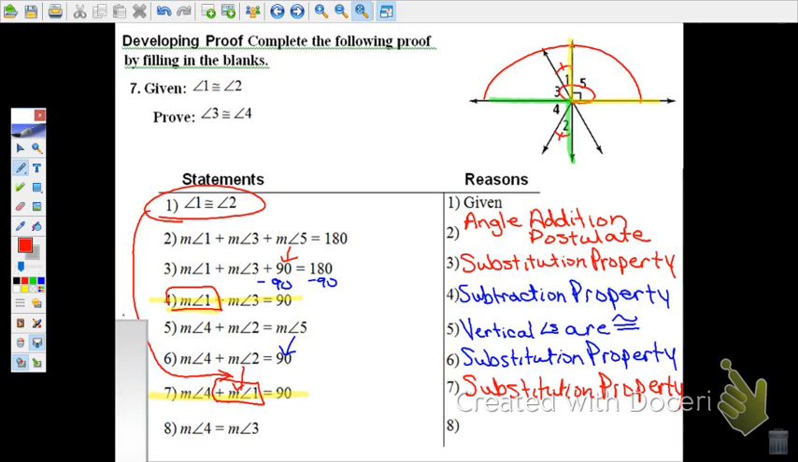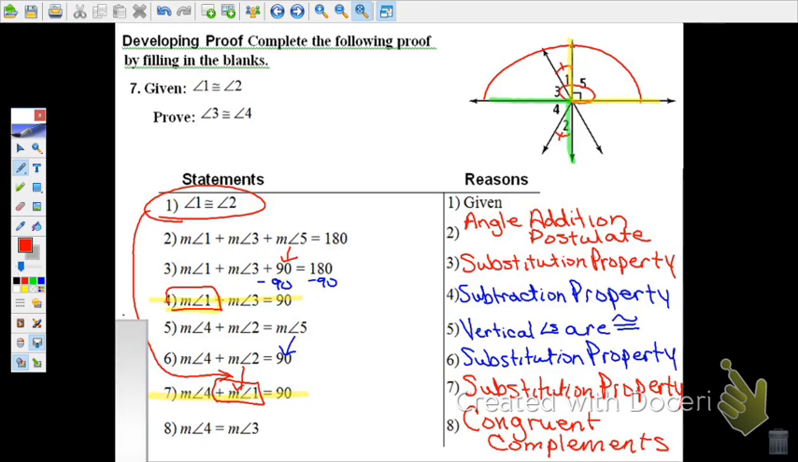And what we call that is congruent complements.